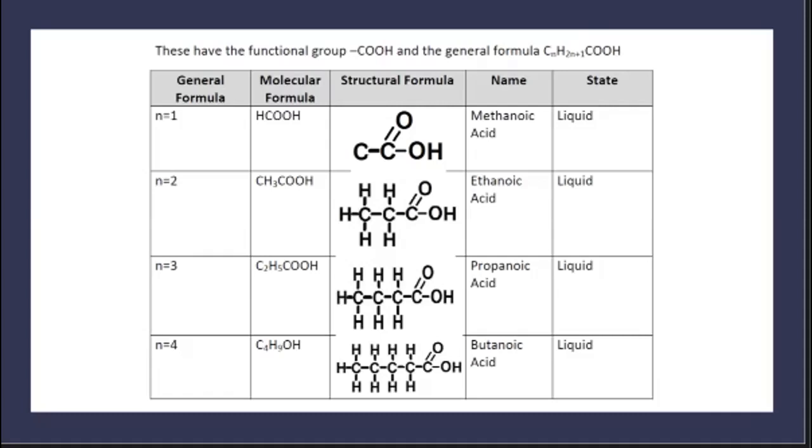When we have one carbon, it's in its liquid state; two carbons, liquid state. All of the carboxylic acids, the state that they're in at room temperature and pressure is the liquid state. If you notice the prefix present: methanoic, ethanoic, propanoic, butanoic. Meth, eth, prop, but.